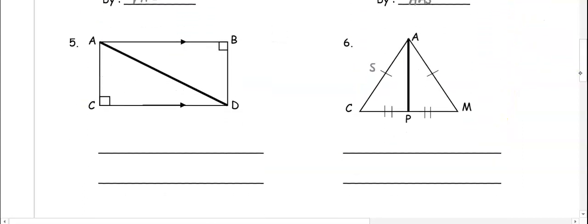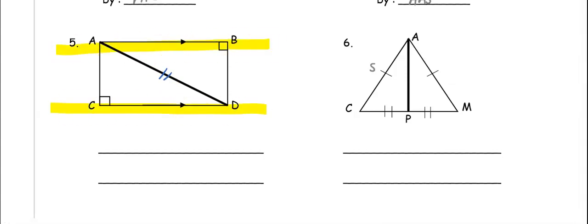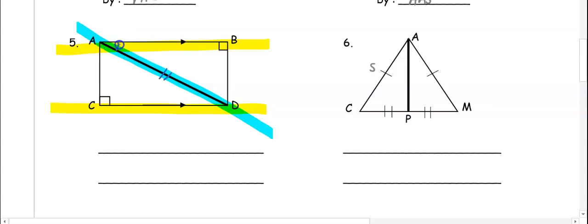In number 5, we have right angles. We also have that AD is a shared side in the triangle, so we can use reflexive property. Again, we have 2 parallel lines on the top and the bottom. So AD would be a transversal, which allows us to use alternate interior angles.